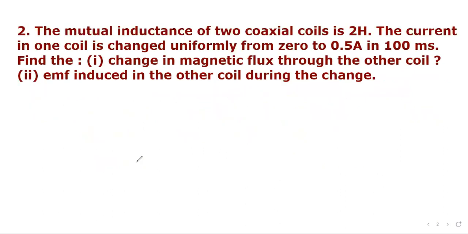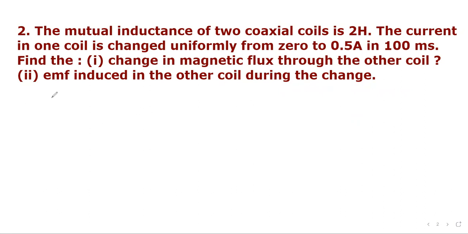Let's see next question. The mutual inductance of two coaxial coils is 2 Henry. The current in one coil is changed uniformly from 0 to 0.5 ampere in 100 milliseconds. Find the change in magnetic flux through the other coil. And the second point, EMF induced in the other coil during the change.